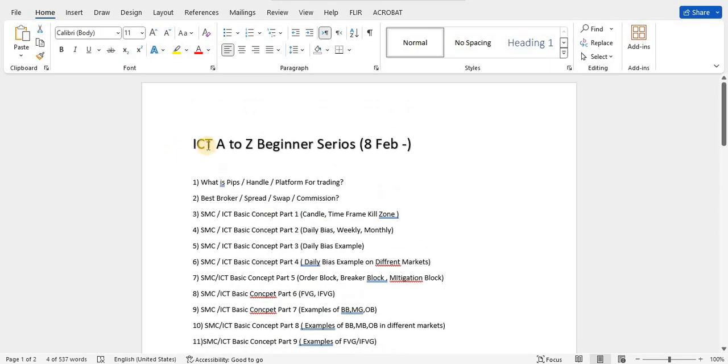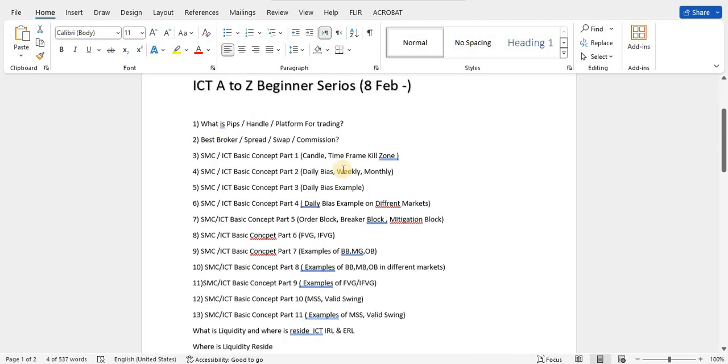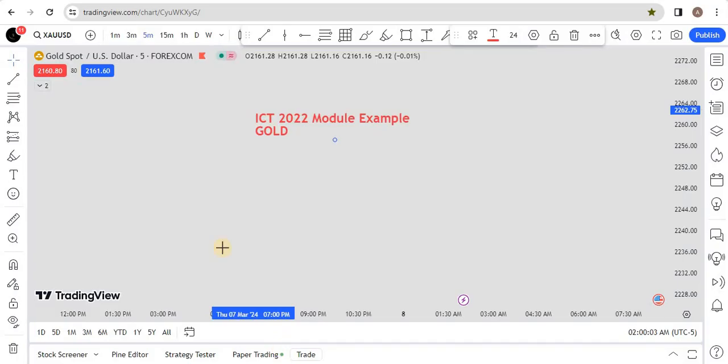Today we have a lecture of the ICT A to Z beginner series. I am going to show you today an ICT 2022 model example on gold.